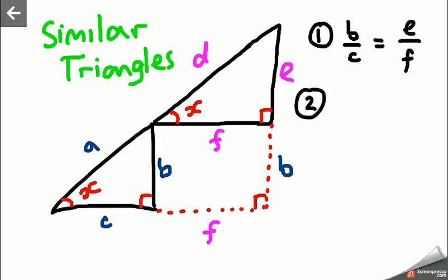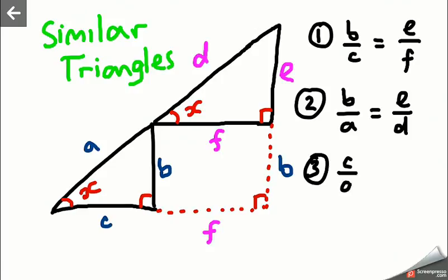Number two, we're going to show that B divided by A is the same as E divided by D. I better write it the other way around just to stay consistent. And number three, we're going to show that C divided by A is the same as F divided by D. So we're going to prove these three facts about similar triangles that are right angled.